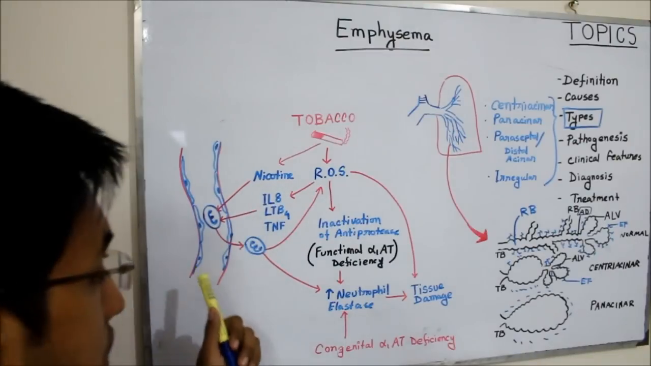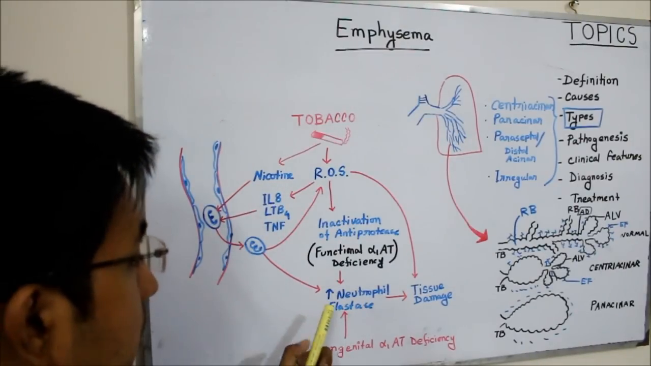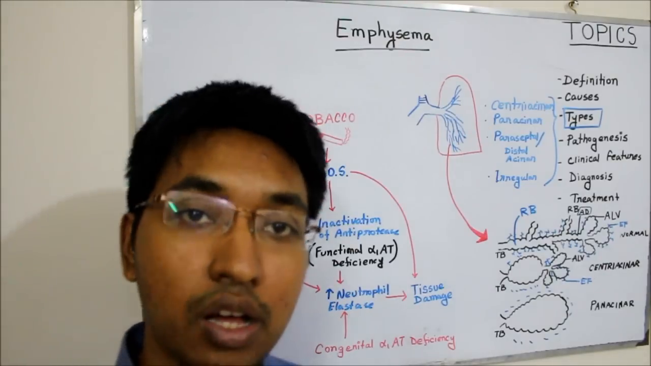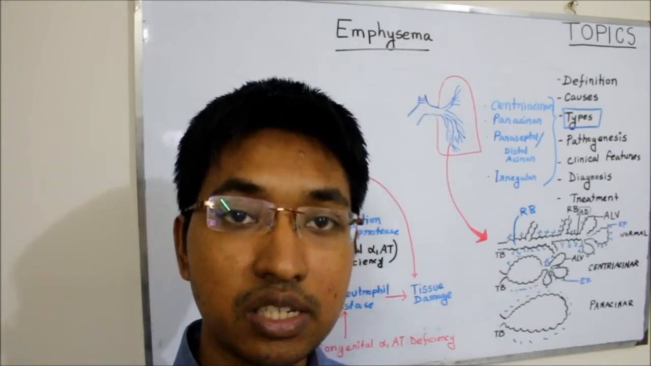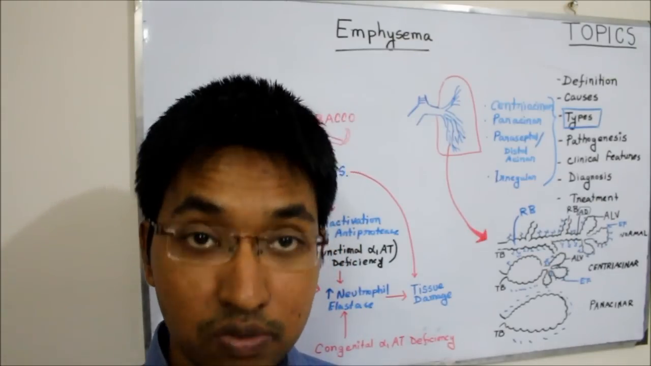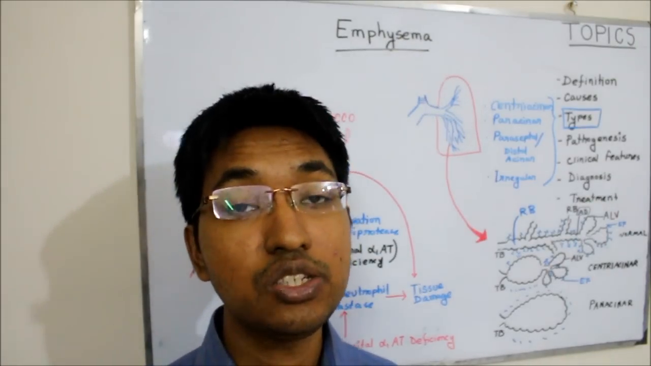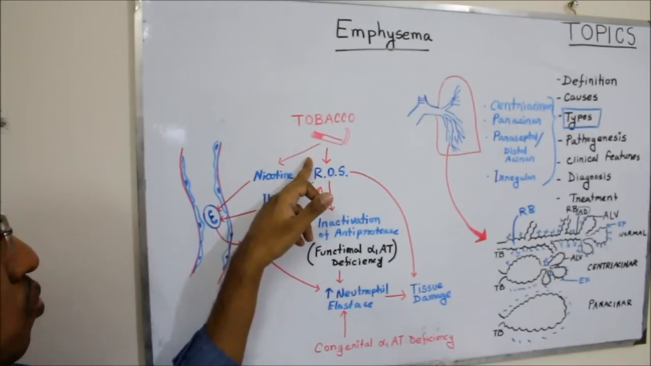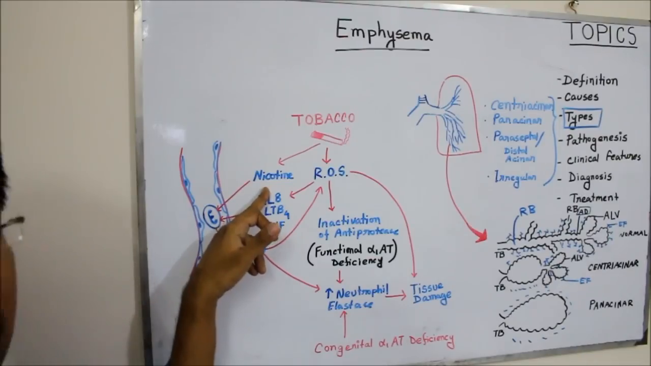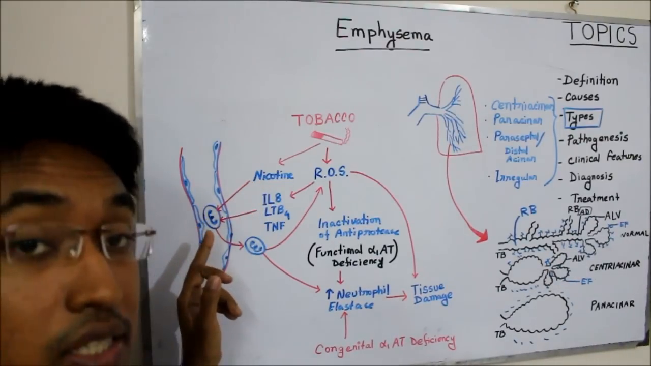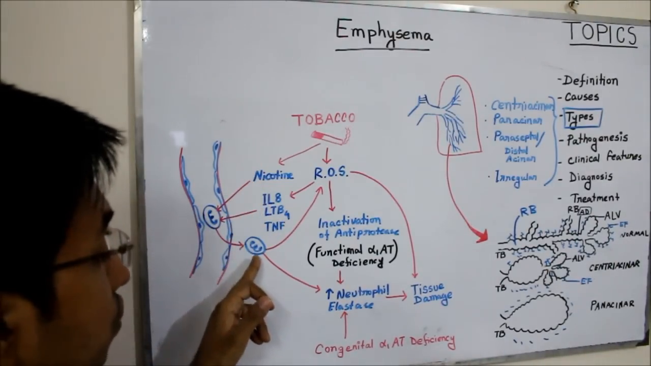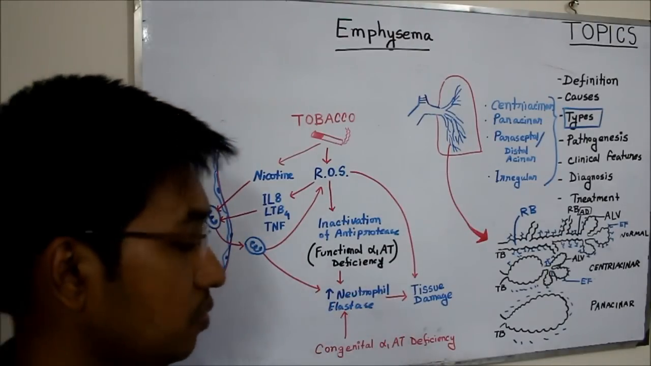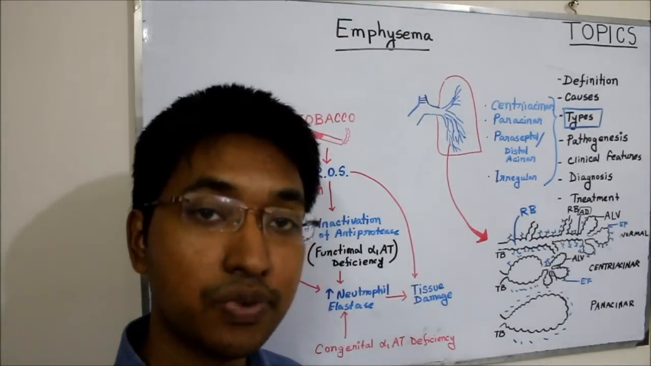and they will result in increased release of elastase. Recall that neutrophils contain a lot of elastase inside them, and when activated, neutrophils can release that elastase. So that's the first mechanism. Tobacco smoke contains nicotine. Nicotine is attracting neutrophils. Neutrophils are coming and then they are releasing elastase.